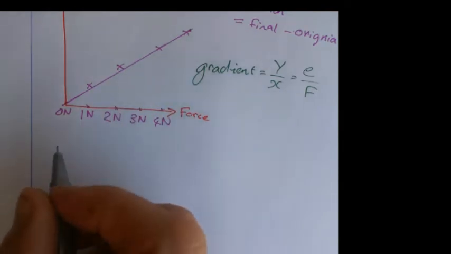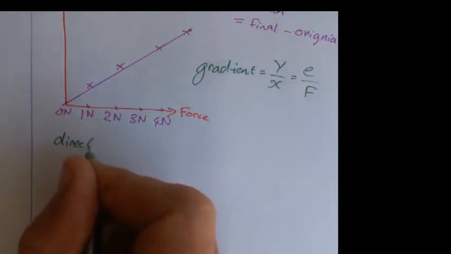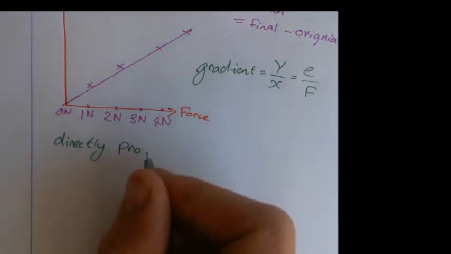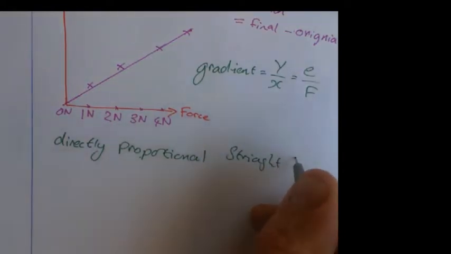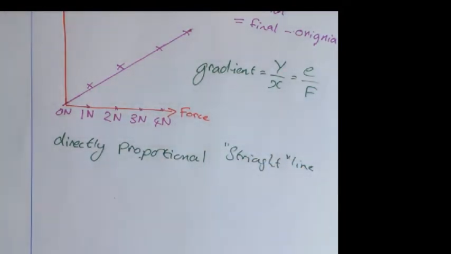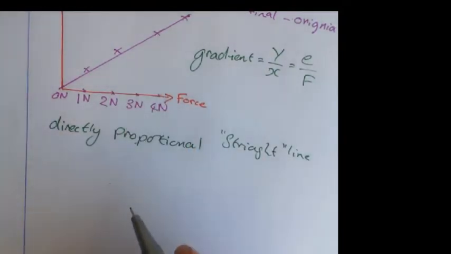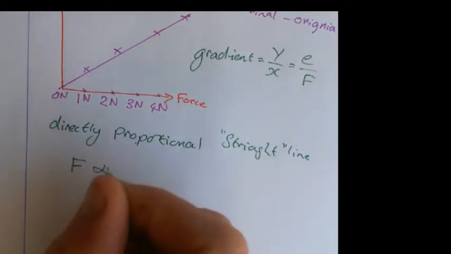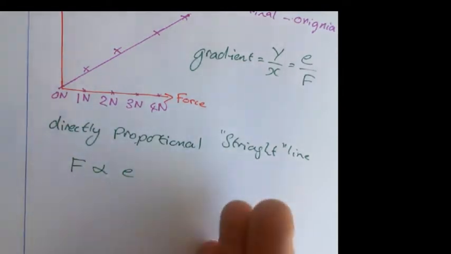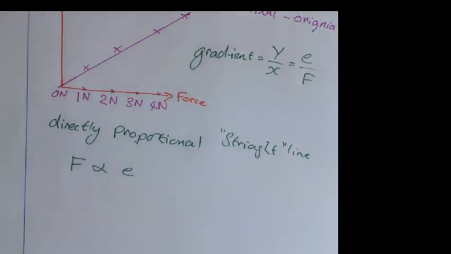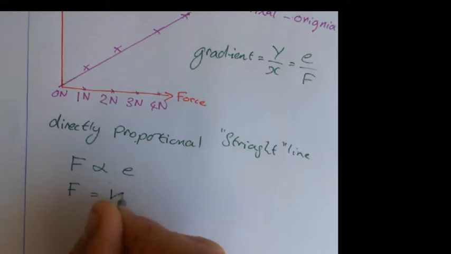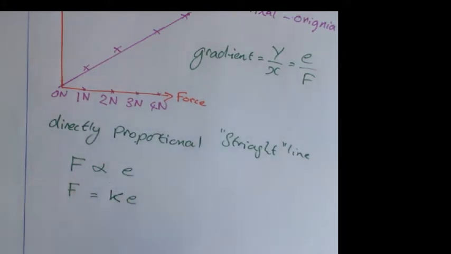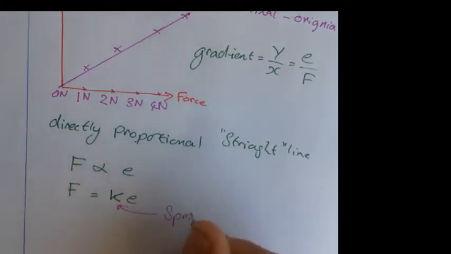And you can see from the shape of the graph that it's directly proportional, because it's a straight line. In physics, if something is directly proportional, if it's a straight line, that tells us that F is proportional to E. What we don't know is how it's proportional. So remember, we can say that F is equal to some constant times E. And this constant we call the spring constant.